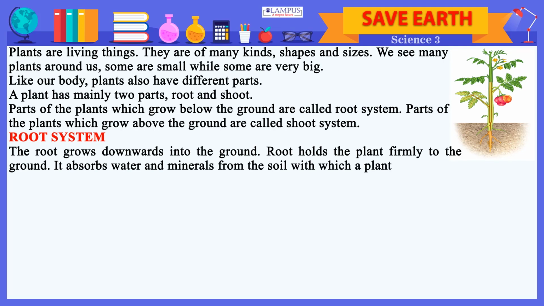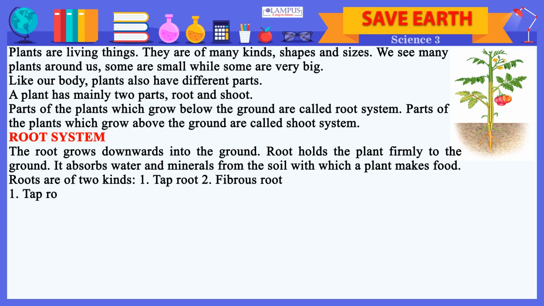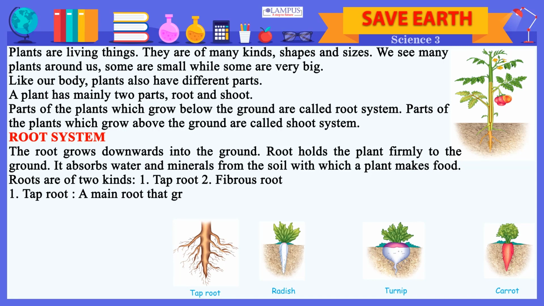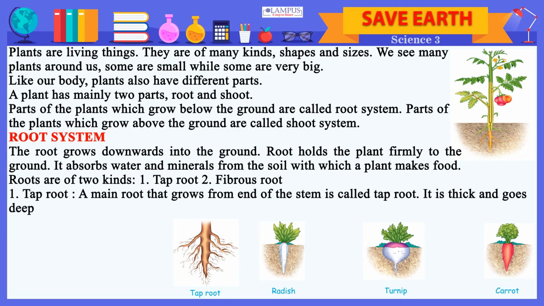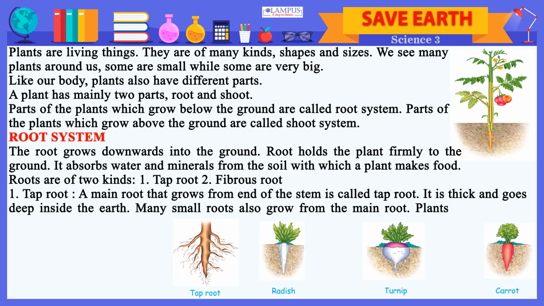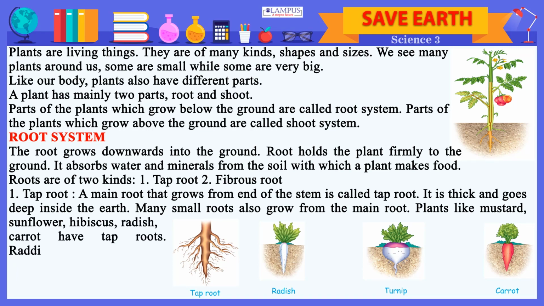Roots are of two kinds. 1. Tap root. 2. Fibrous root. 1. Tap root. A main root that grows from end of the stem is called tap root. It is thick and goes deep inside the earth. Many small roots also grow from the main root. Plants like mustard, sunflower, hibiscus, radish, carrot have tap roots.